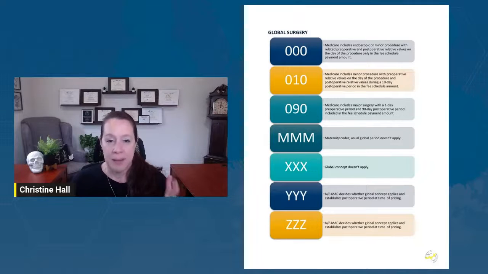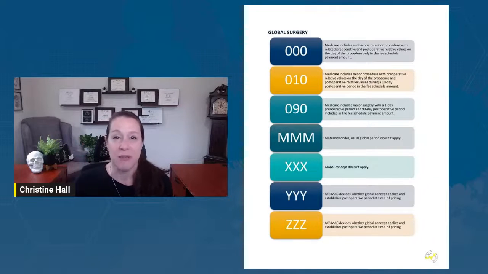So M is for maternity, X is for the global concept does not apply. Evaluation and management has a global surgery of X, it doesn't apply to evaluation and management. These are surgeries. Y is that the global concept applies and it's established a post-operative period for that particular procedure. So it's not a 10-day, a 90-day, or a 0-day. It's a specific day from the payer that they're saying is the post-operative period. And then the Z is the global concept applies, again, for that post-operative period pricing there.